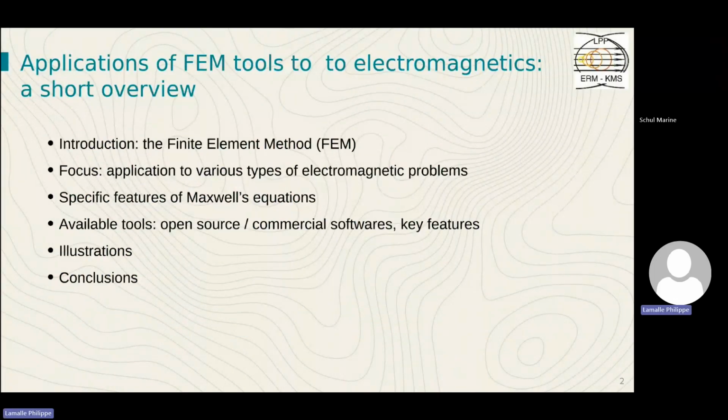So my talk is structured as follows. I'll just give a brief reminder of the method itself, assuming that some of you are not familiar with it. Then the focus will be on its application to different types of electromagnetic problems, and you will see that there is a very large variety of them. I will stress some specific features associated with Maxwell's equations, and then give you a brief tour of the available tools, which are either open source or commercial software, present some illustrations, and then conclude.